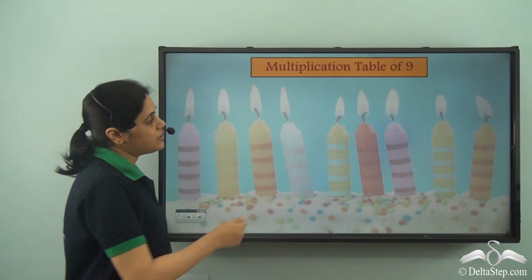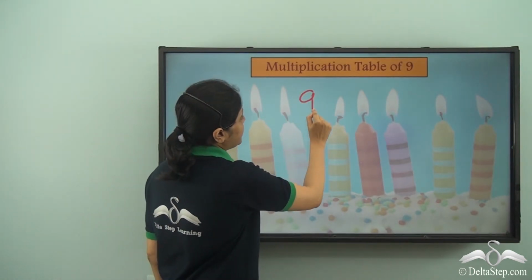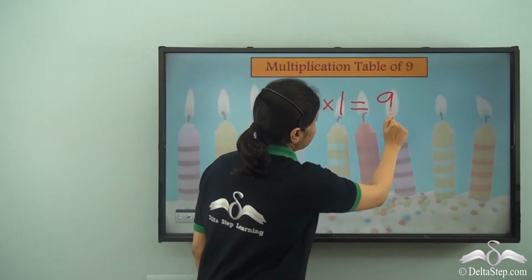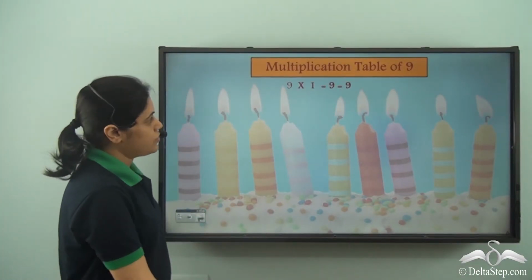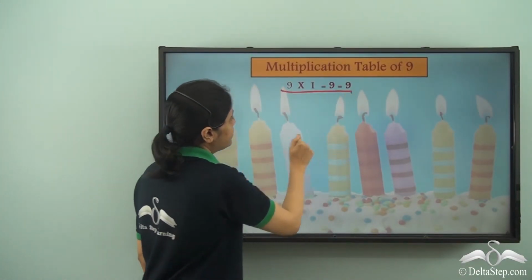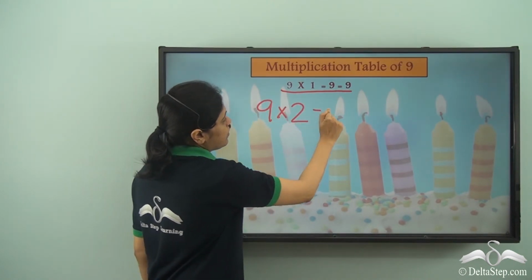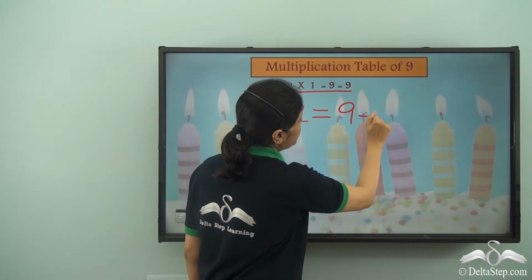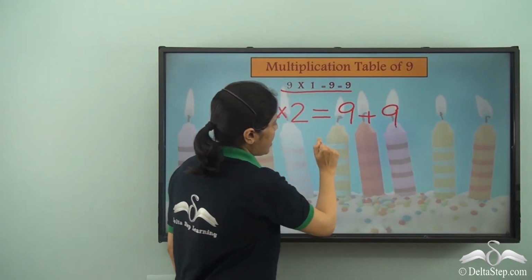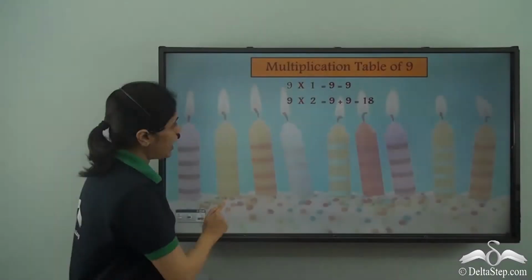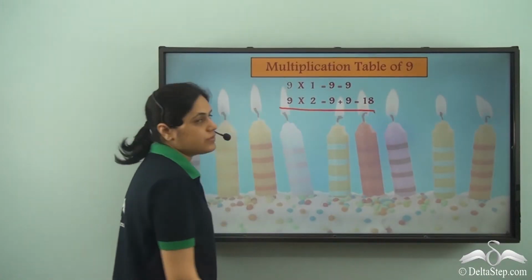Where do we start? We start with 9 1 times, which is 9. So 9 into 1 is 9. Next is 9 into 2, which is 9 added 2 times. 9 plus 9, that is 18. So 9 into 2 is 18.